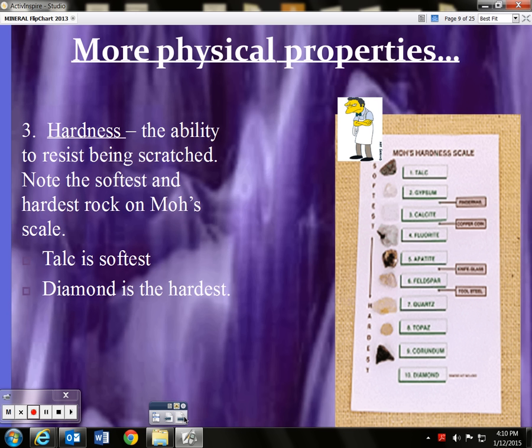Number 3 is hardness, and this is the ability to resist being scratched. When we check for hardness, we use something called the Mohs hardness scale. It's here on the right-hand side, sort of. We're going to do lots of activities using this. You have to be able to use the hardness scale, but you also need to know that talc, right up here, is number 1. It's the softest, and diamond is number 10, which is the hardest.